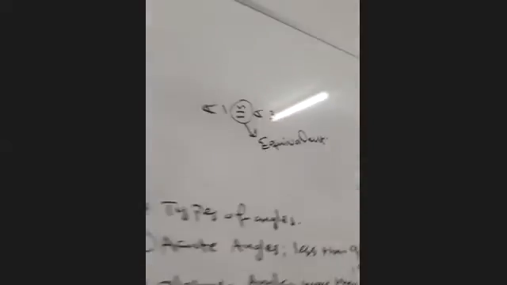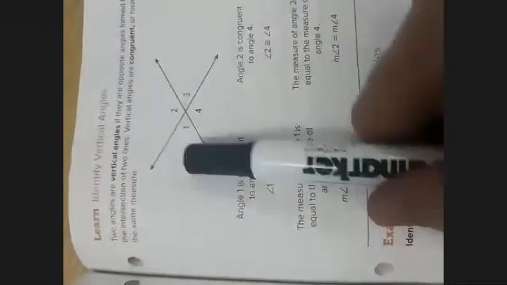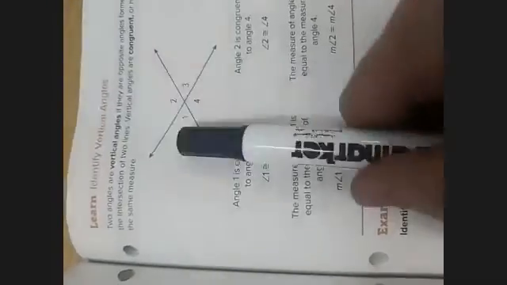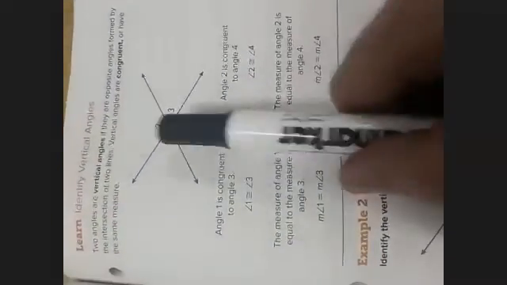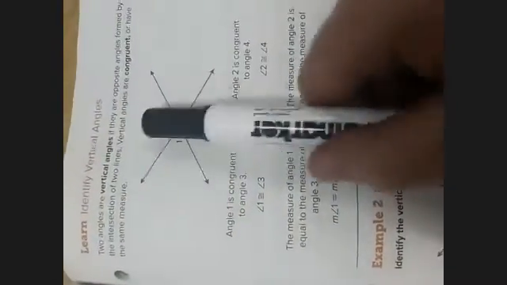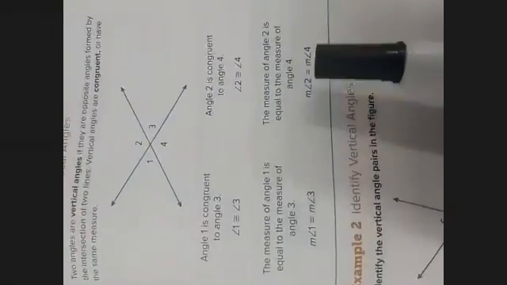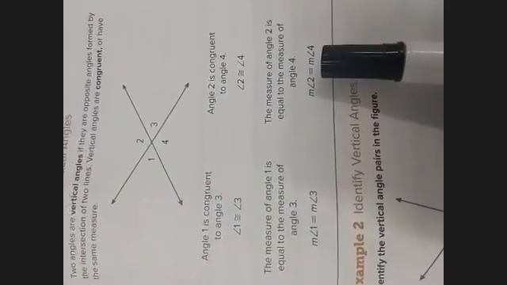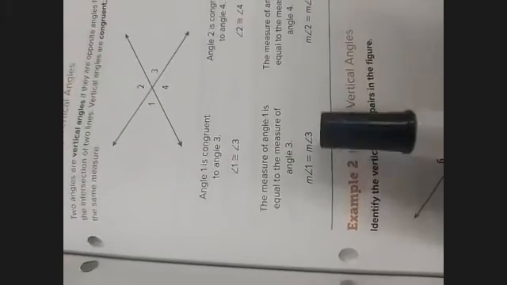It's okay, don't confuse with that. So angle 1 equivalent with angle 3 means they have the same measurement and they are vertical. Angle 2 is also equivalent with angle 4. So angle 2 is equal to angle 4. Angle 1 is equal to angle 3.